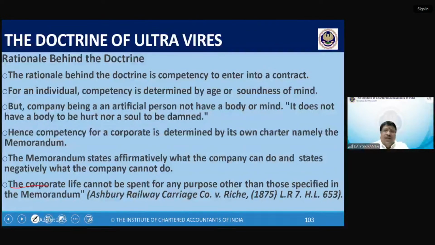in the memorandum. See, they're all highly learned people. See the way he has written. The corporate life cannot be spent for any purpose other than those specified in the memorandum. Fortunately, you and I do not have a memorandum. There is no object clause. You can do anything you want. You can always change your goals or develop better and newer goals. As you become older and older, develop better and better goals. Become the best version of yourself possible.